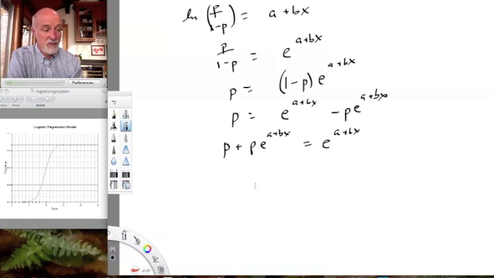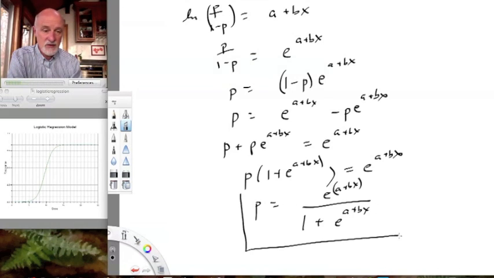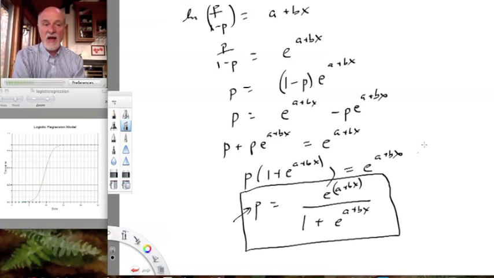And we factor out p times 1 plus e to the a plus bx equals e to the a plus bx. And we can divide both sides by 1 plus e to the a plus bx. And this is the function, then, that gives you the probability, p, of something happening as a function of x.